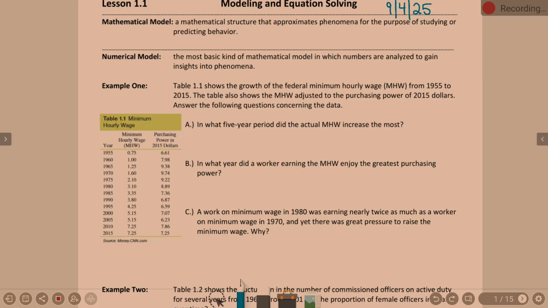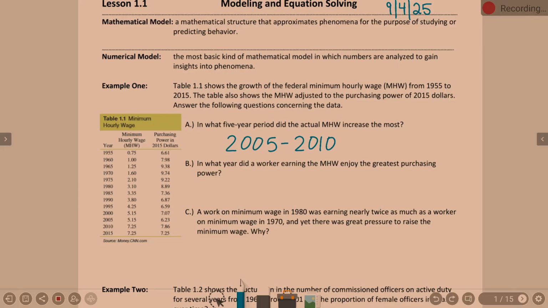Okay, so from 2005 to 2010, the minimum wage rose. There was a jump from $5.15 to $7.25. So the 5-year period here is from 2005 to 2010. Okay.